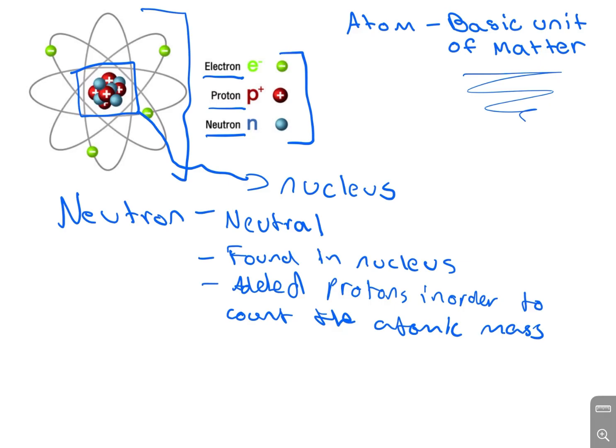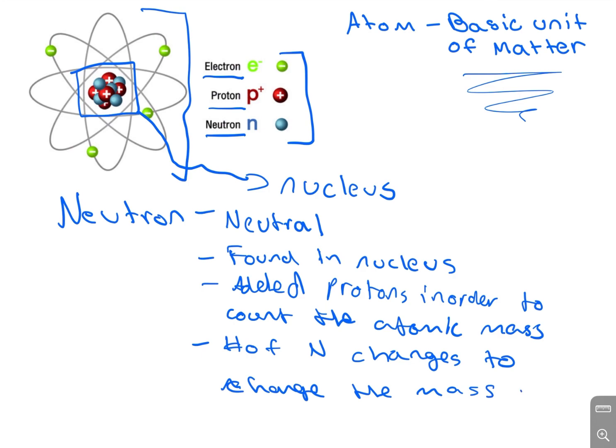The fourth property is that the number of neutrons changes to change the mass of the atom. We also refer to this as isotopes. I'll talk about this later. However, these are the properties for neutrons.